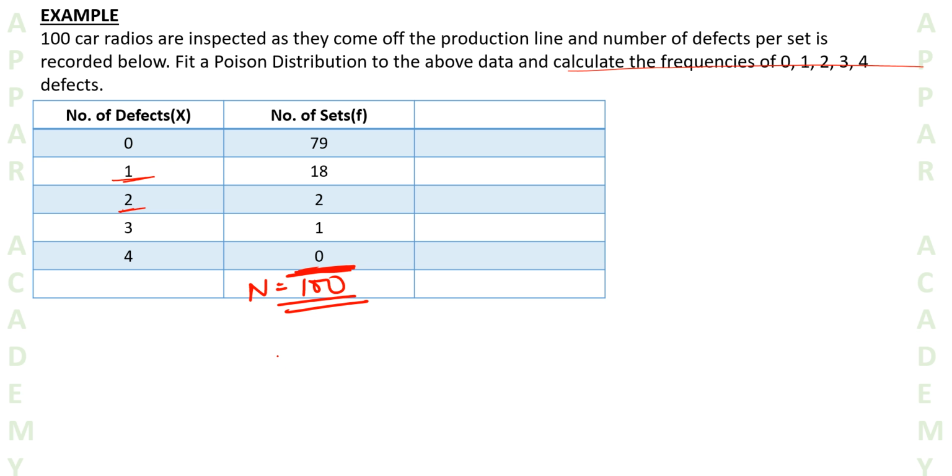Now we know that in order to fit a Poisson distribution, first of all, what do we need? We need the mean, right? And how do we actually compute the mean?